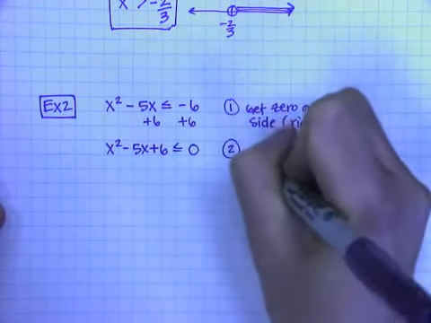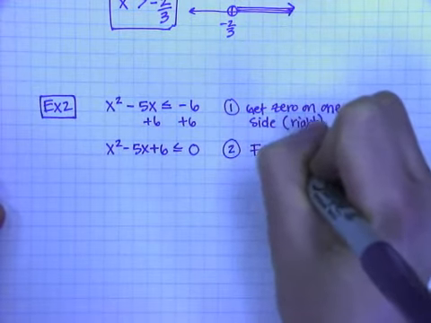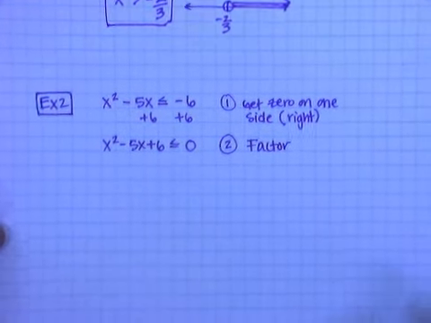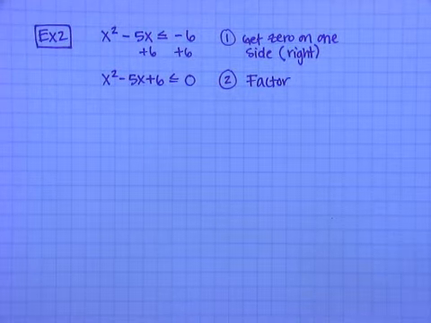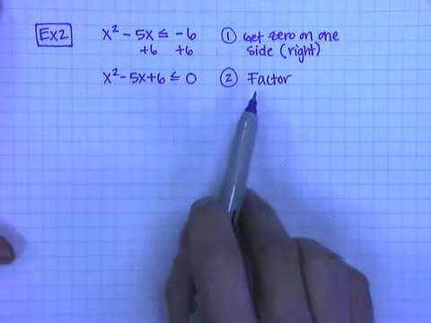Now, the second step is going to be to factor. Okay. So most of these will factor. If it didn't factor, you could always find the zeros later on by using your graphing calculator or the quadratic formula. But for this problem, we're going to factor.